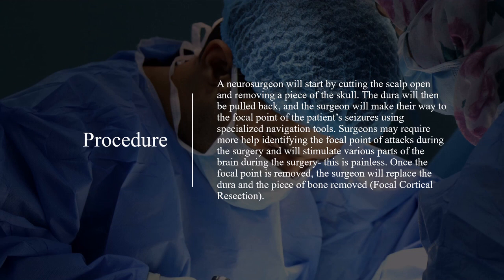A neurosurgeon will start by cutting the scalp open and removing a piece of the skull. The dura will then be pulled back, and the surgeon will make their way to the focal point of the patient's seizures using specialized navigation tools. Surgeons may require more help identifying the focal point of attacks during the surgery and will stimulate various parts of the brain during surgery. This is painless. Once the focal point is removed, the surgeon will replace the dura and the piece of bone removed.